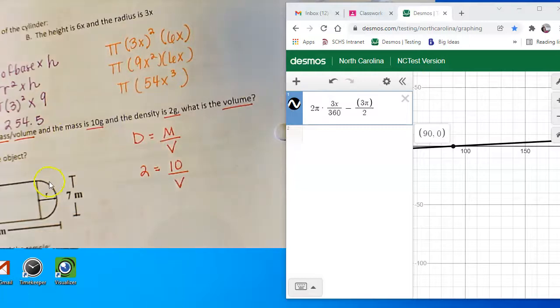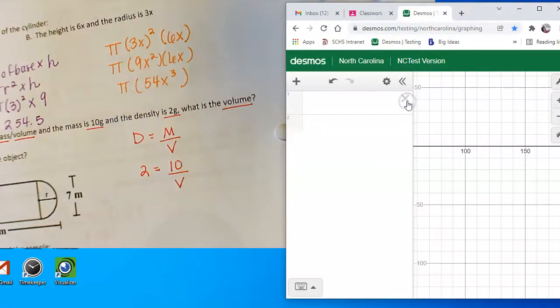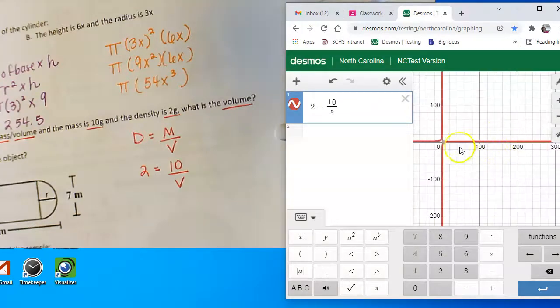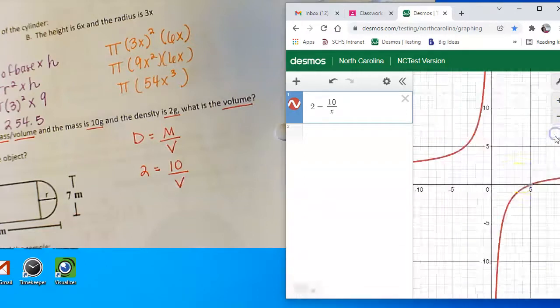You can do it on Desmos. I will show you Desmos, and then I'll show you the other way too. But you just put in the 2, subtract your 10 over V, or 10 over X. Home will always take you back to the standard if you need it. It looks like our answer is going to be 5.